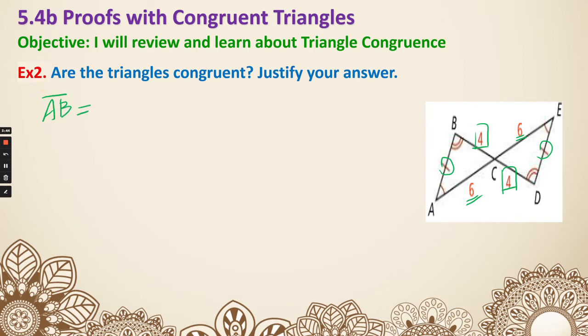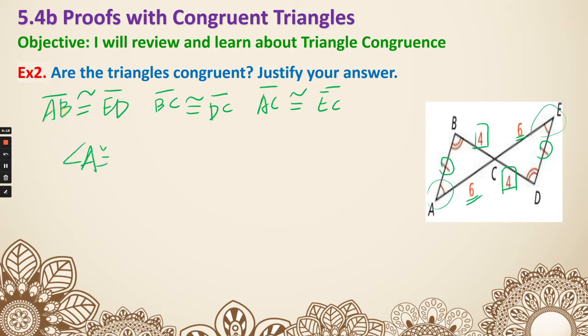AB is congruent with ED, then BC is congruent with DC, then we also have AC is congruent with EC. So we can see the 3 sides are easy to identify. Next, we're going to look at angles. We can see angle A has this single mark, so angle A is congruent with angle E. We also have this double mark right here, angle B is congruent with angle D.